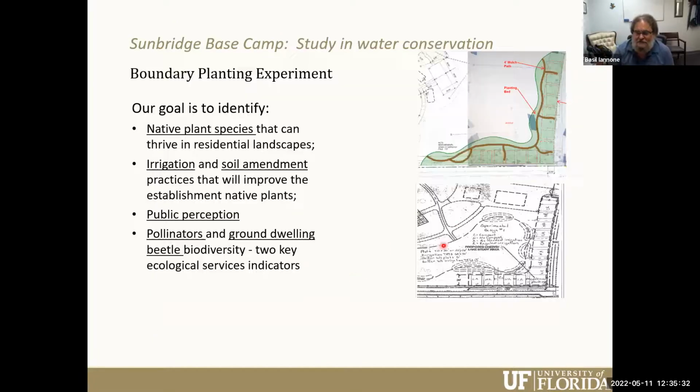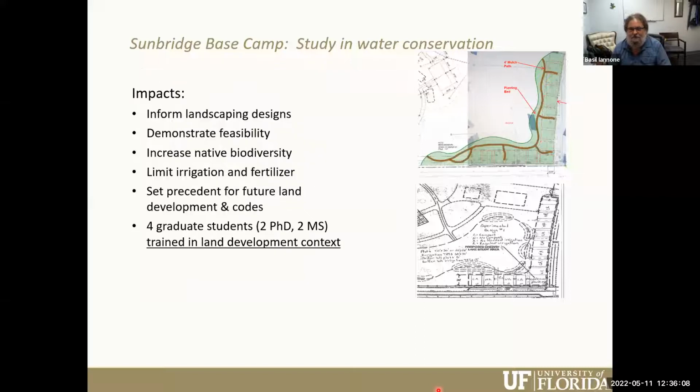And as I said, we set up this experiment. And what we're doing here, the goal of this is to look at native plant species that can thrive in new residential developments, identify species that we can advance in markets. We want to look at irrigation and soil amendment approaches that can help to establish these native plants. We want to understand public perception of these native plants. And we're also working to look at the pollinator and ground-dwelling arthropods and beetles, because they're indicators of ecological services from these sorts of plantings versus more traditional landscaping and urban development.